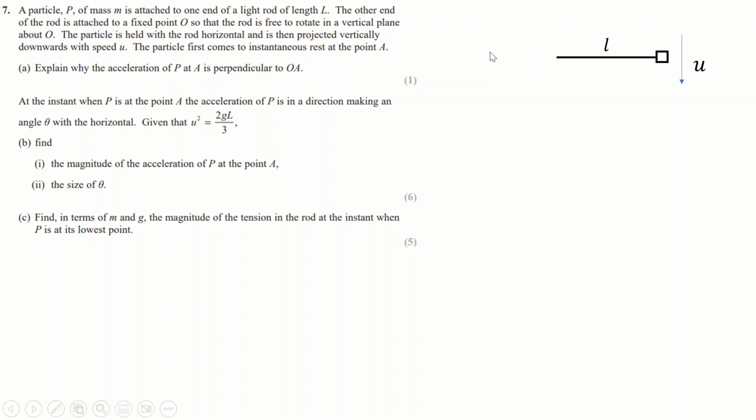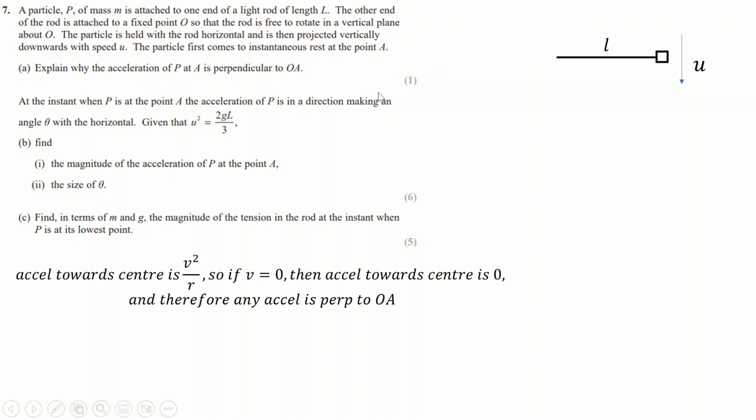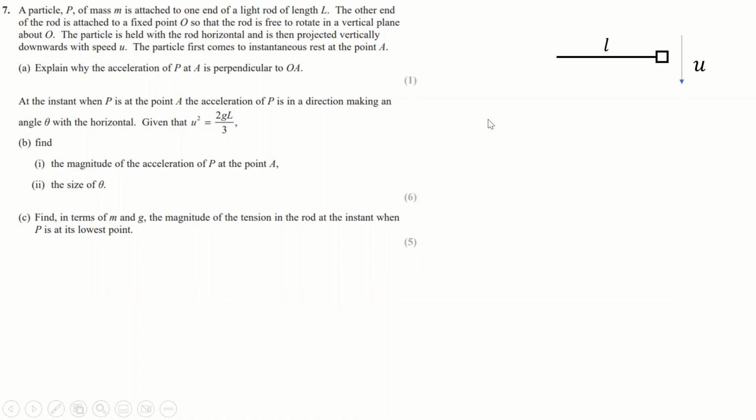Now, why is that? Well, of course, acceleration towards the center is given by v squared over r, where r is the radius. But if your v is 0, if you're at rest, then that means there's no acceleration towards the center. But of course, there is still acceleration perpendicular, and if that's the only acceleration that's going on, then that means that the final acceleration is perpendicular, because it's the only acceleration that exists. Something like that, I think, will do.